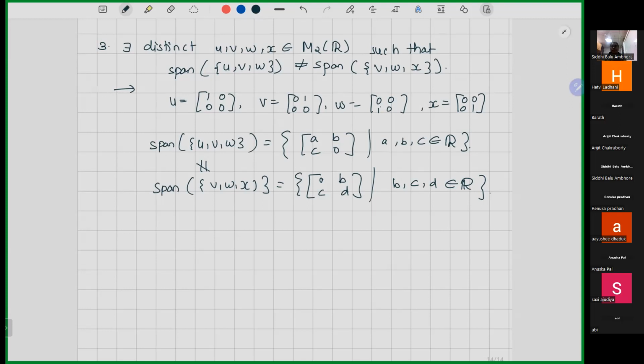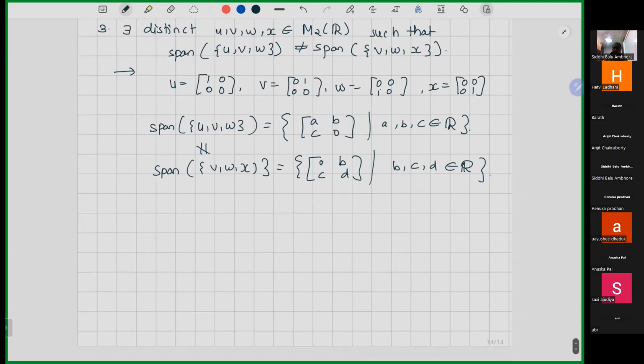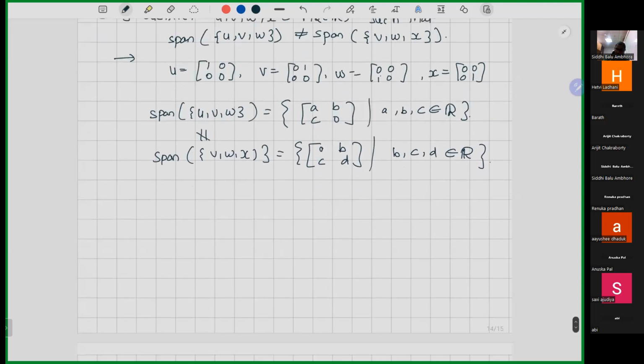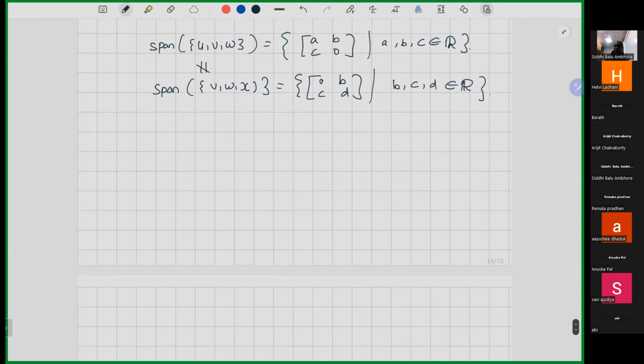Any doubt in this? It is simple, just explicit examples which we are giving here. Now, the last question. We still have 3 minutes. This is the last question, so we will start.